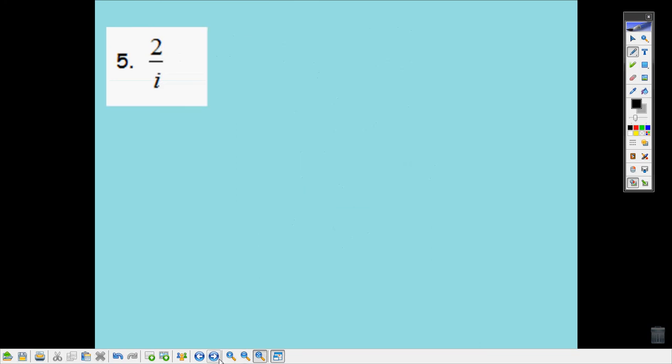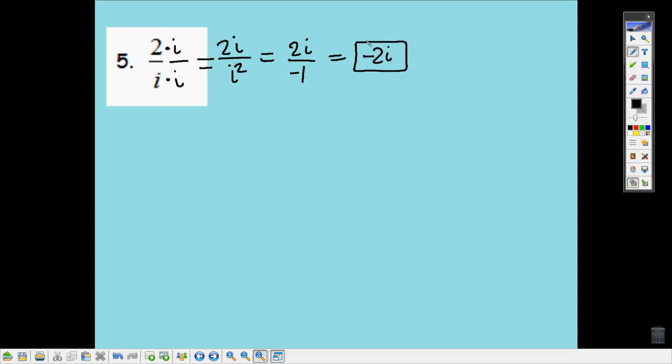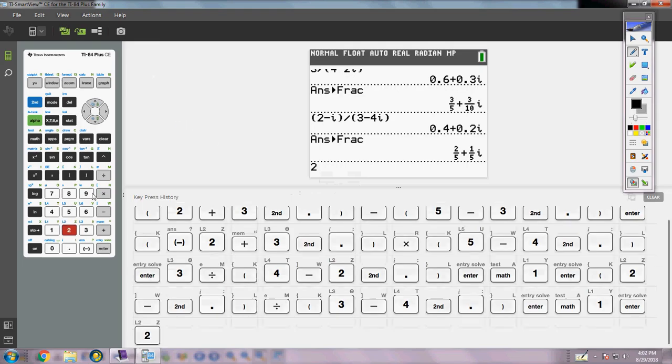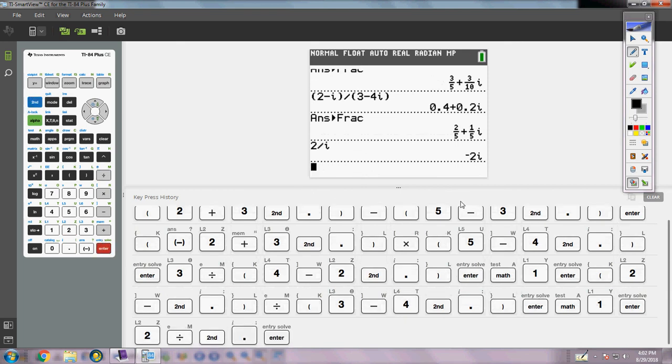Okay, number 5. Now this one sometimes throws students off because there's not a conjugate. But that's fine because we're going to multiply by i, because we know that the quantity i times i is i squared, and that i squared is negative 1. So again, we have to multiply top and bottom. So I have 2i over i squared, which is 2i over negative 1, which is negative 2i. Okay? So again, we're going to go to our calculator and we're going to do 2 divided by i, enter, and it gives you the answer negative 2i.